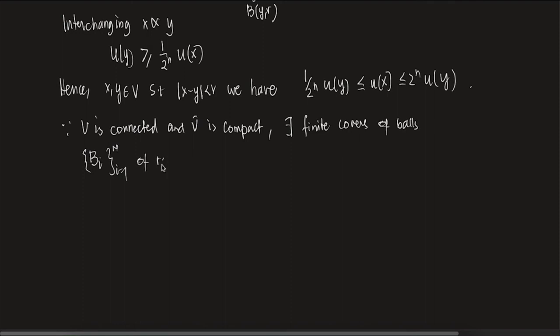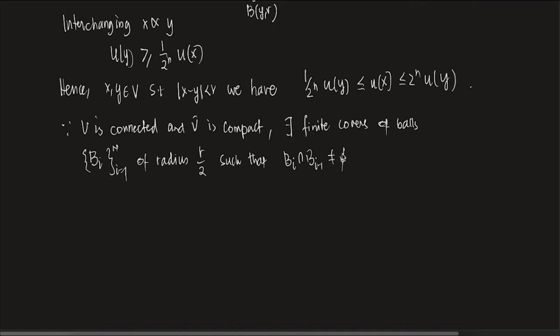Of radius r by 2 such that B_i intersection B_{i-1} is non-empty. Of course, we can do that. Essentially what I am doing is this. This is why compactly contained is very important. Otherwise, we can't do this.